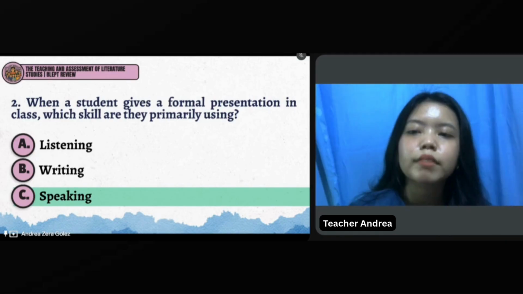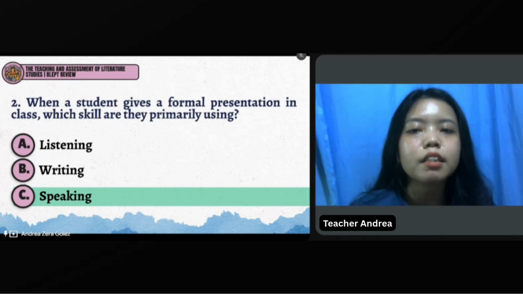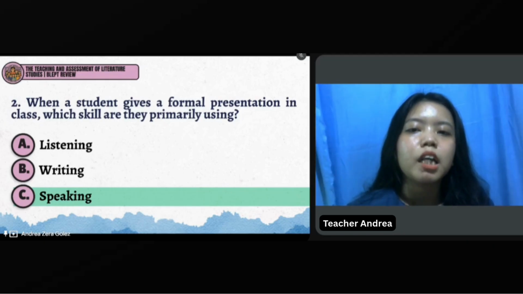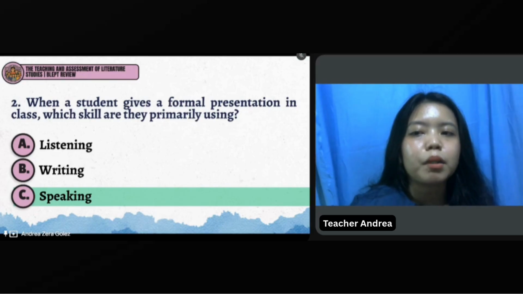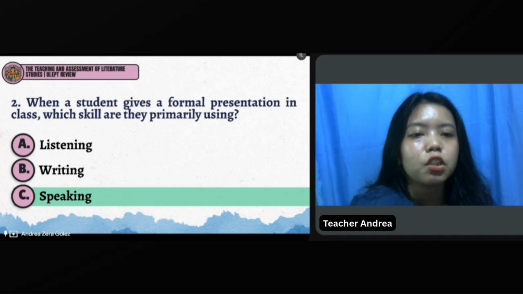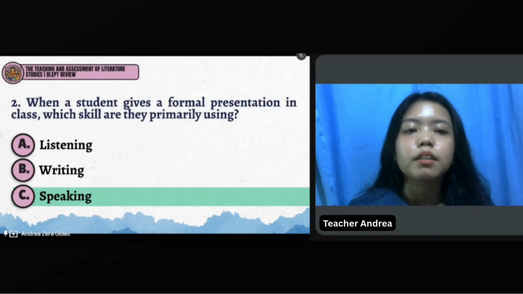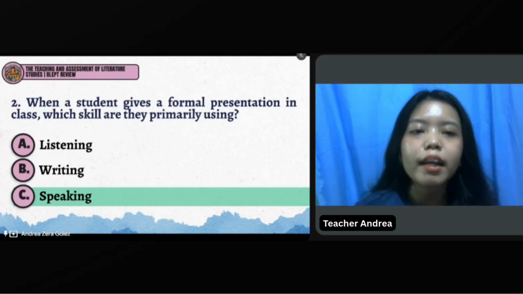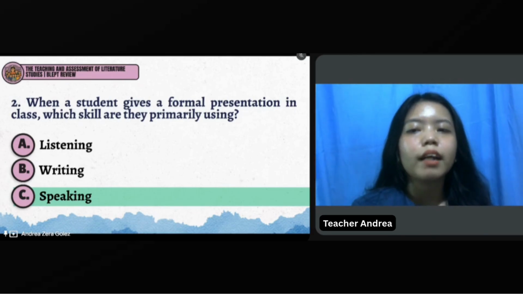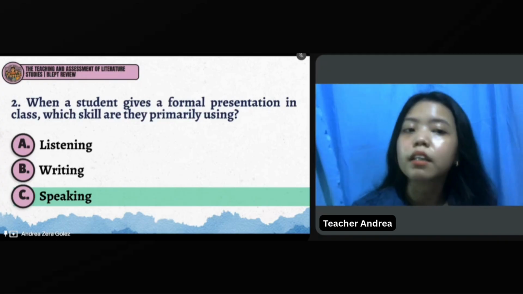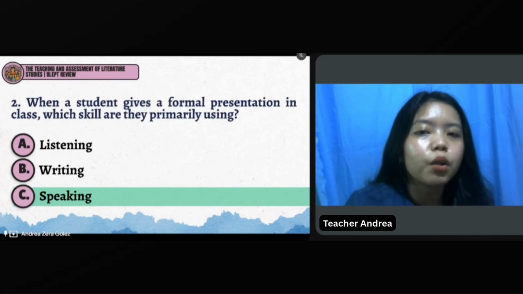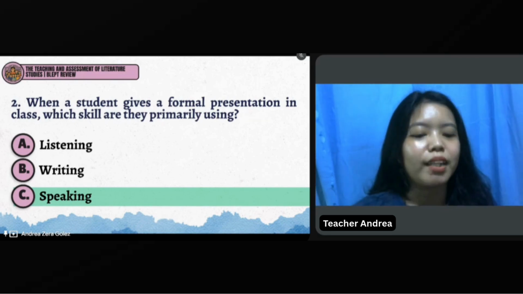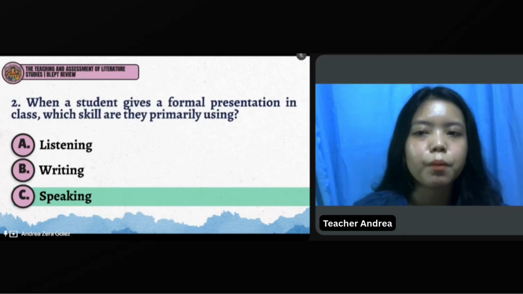Very good. Listening is not chosen because it is not the main skill that the student demonstrated. The student gives a formal presentation, meaning you don't need to just use your sense of hearing, but rather you need to use your speaking skills. On the other hand, writing is also not chosen because writing skill involves a written presentation or anything that involves writing. Alright, is that clear? Okay, let's proceed to the third one.